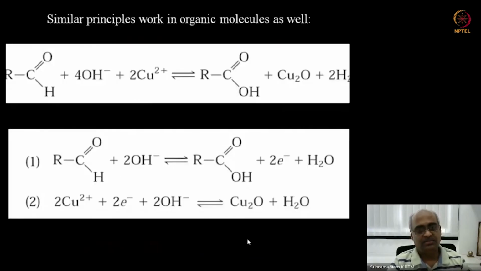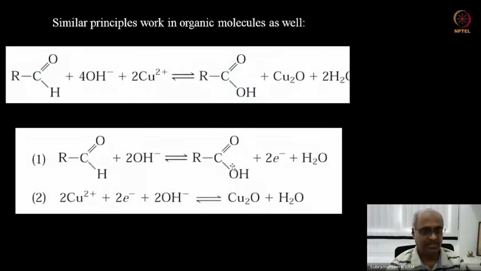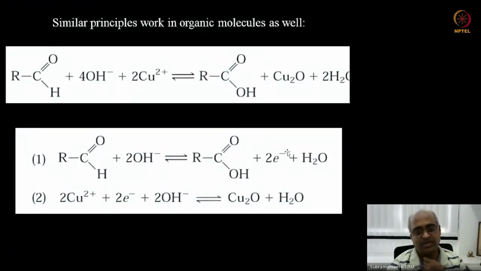So a very similar principle applies in biology as well. Like for example, here you take the aldehyde group. So this is getting oxidized to carboxylic acid, and the electrons ultimately come from this hydroxyl ion. Okay, so here in the process, copper gets reduced as well. So what is reduced? This is the hydroxyl group becoming H2O. Okay, so that's the reduction.